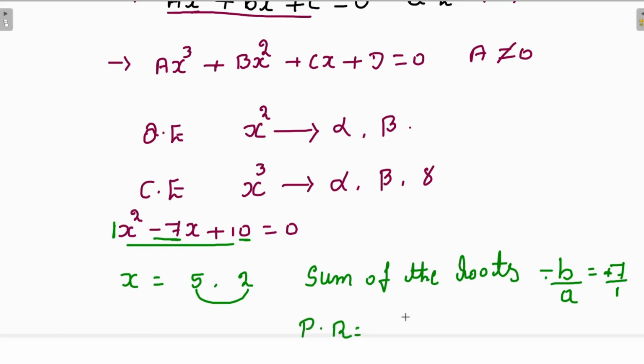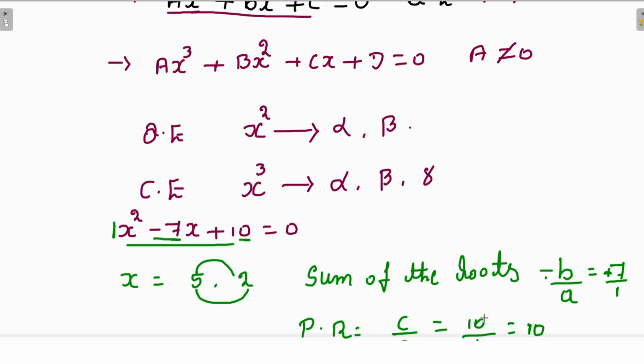The product of the roots means c by a. Here c is the constant value, and a is the x square coefficient, so c by a is 10. If I multiply the roots 5 and 2, that will be 10.